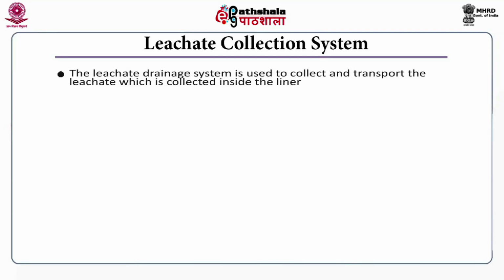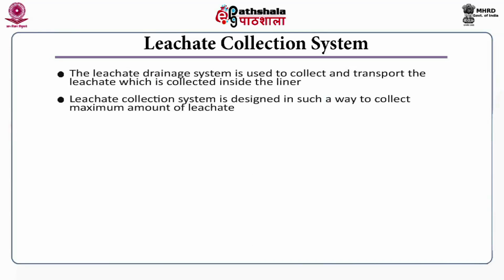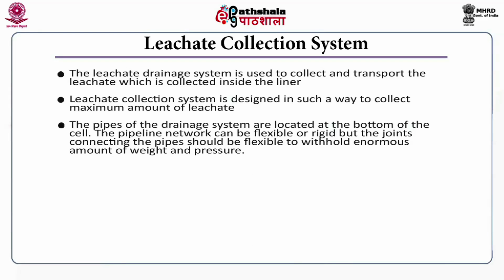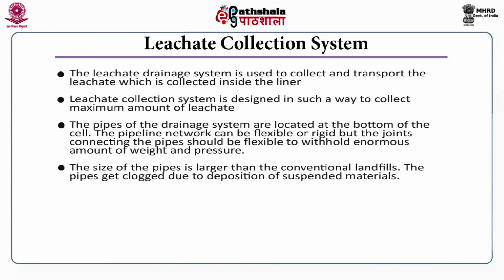When you talk about the leachate collection system, it is a drainage system which is generally used to collect and transport leachate which is collected inside the liner. It is designed in a way so that maximum leachate is collected. The pipes of the drainage system are generally located at the bottom of each cell. The pipeline network can be flexible or rigid, but the joints connecting these pipes should always be flexible to withstand the enormous weight and pressure created by the waste that is loaded on top of the leachate collection system. The size of the pipes is larger than in conventional landfills.